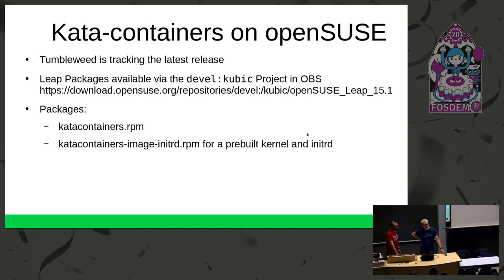Some words about how you could use it if you use openSUSE. If you're on Tumbleweed, it's just easy. It's available in the standard repositories. Just call zypper install kata-containers, and it will be there. For other distributions, we are providing it via the devel:CubicLinux project in the Open Build Service, and it's there for Leap, various releases, and also for SLES. If you want to play around with that, there are two packages, actually. There's the Kata Containers package, which contains the runtime, and then there's the other package, which contains the specific kernel and initrd for running the virtual machine.